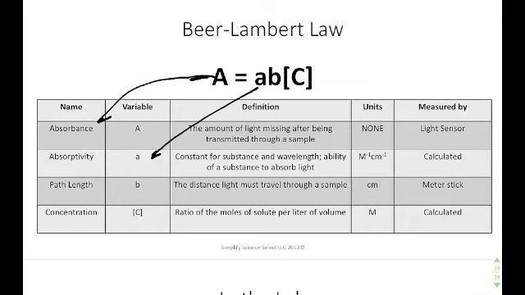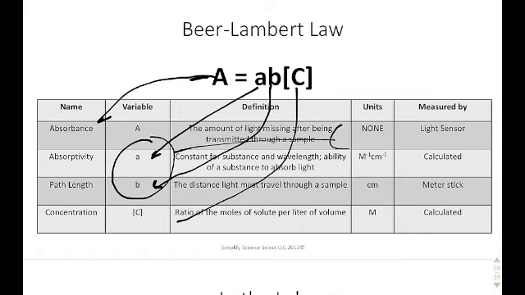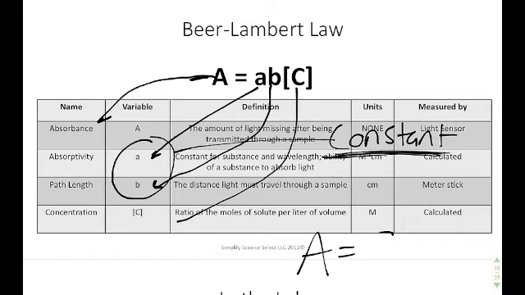b is the path length, which has got to be constant for most experiments. Okay, you only use it whenever you're doing some calculations to find the actual concentration. And then finally, you have the concentration itself. These two are constant in the lab. So what that allows us to do, since they are constant, is we can directly relate absorbance to concentration. The more a substance absorbs, the more concentration there is.